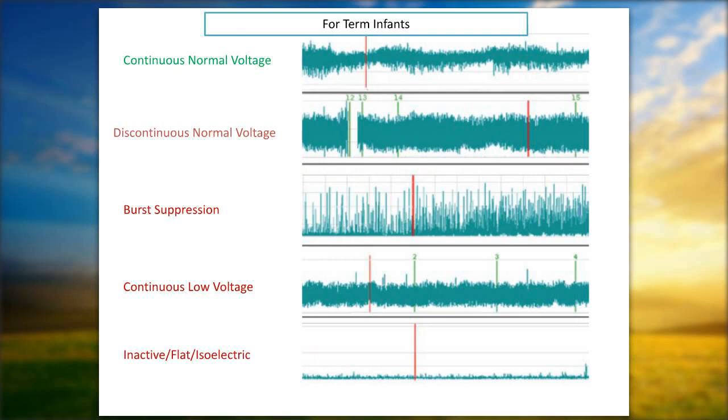So this is just a slide I sometimes show, saying that for term babies, really only the green or good is that continuous normal voltage, as opposed to our preterm babies, where we expect them to probably have a discontinuous trace to some degree. If their gestational age is approaching more of a term baby, we expect to see continuous normal voltage. Burst suppression-like patterns are seen in our extremely premature babies, 22, 23 weekers, and of course it's really never normal to see a viable infant having a low voltage or inactive trace.